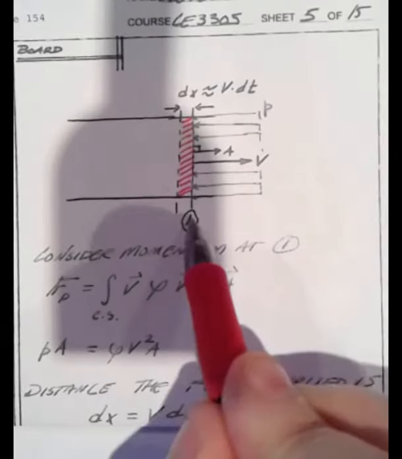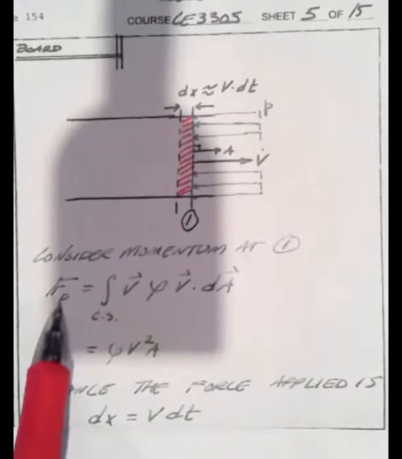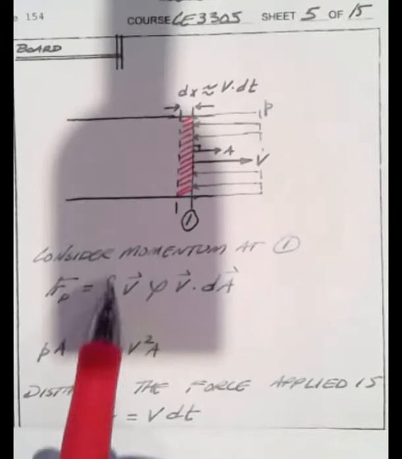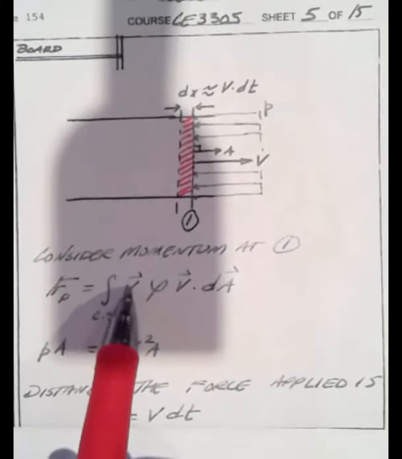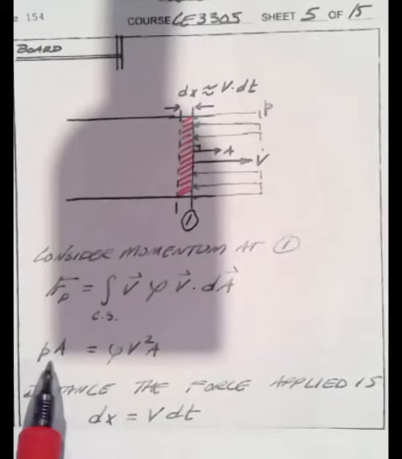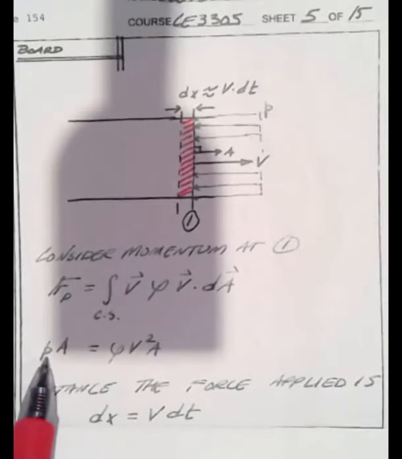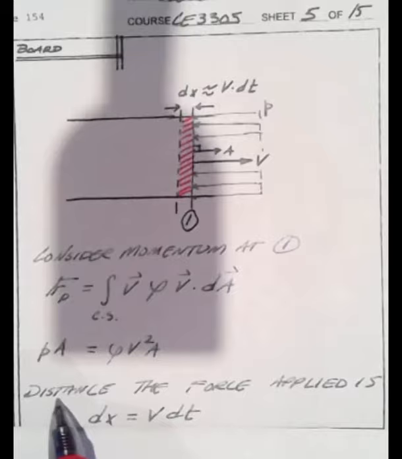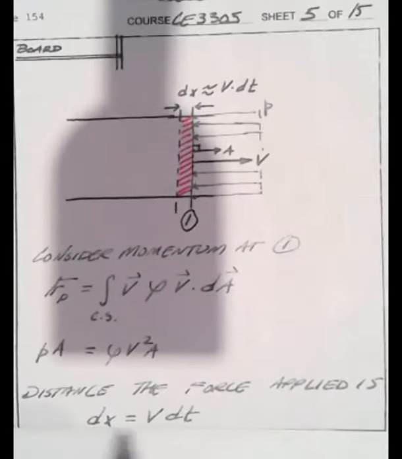If we were to consider momentum at section 1, we'd have the following. The forces and the pressure is equal to the flux integral of the control surface of v rho v dot dA. That was from our momentum balance. Well, force, the pressure, is pressure times area. That equals rho v squared times A. We can apply this over a distance dx equals v dt.